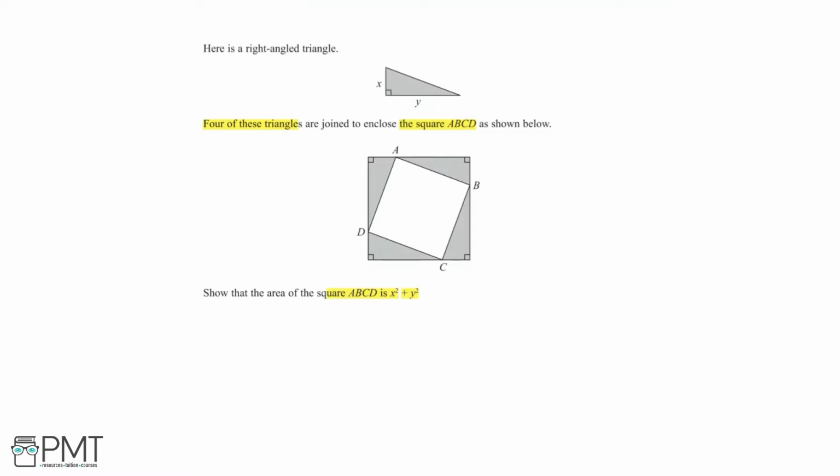Now let's start by labelling x and y on our diagram. So now looking at the grey triangles, we've labelled the long lengths as y and the short lengths as x. To find the area of square ABCD, we want to find the length of the base and the height, so that we can work out the area. So let's highlight what we're looking for.